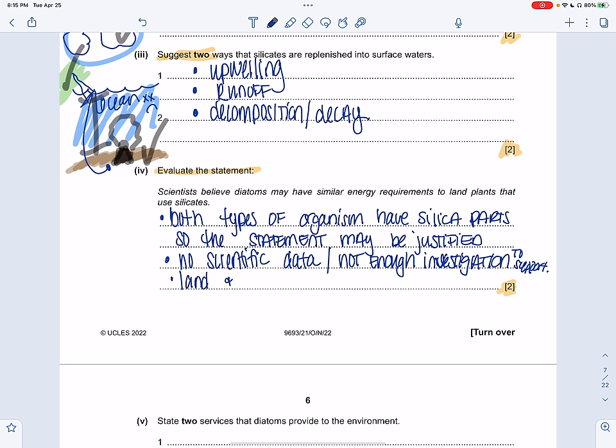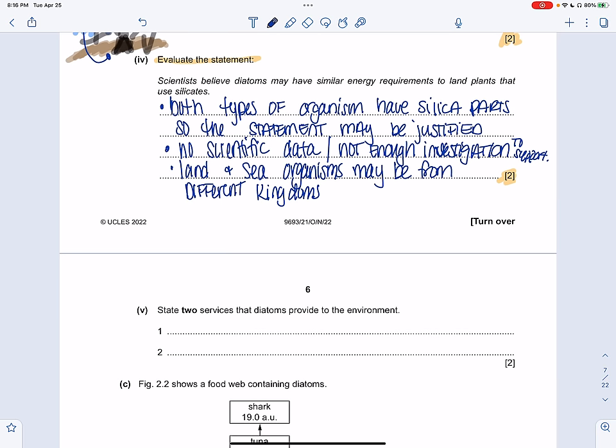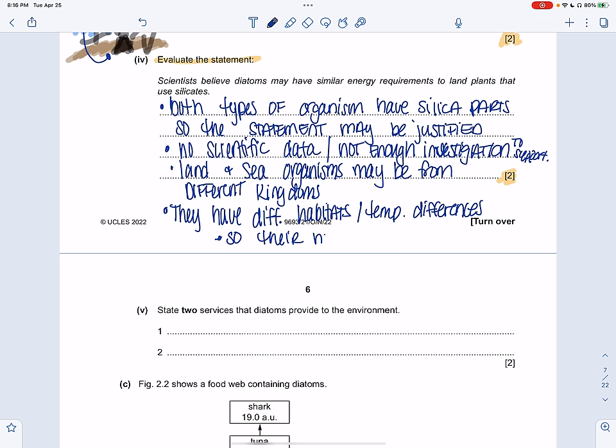And you don't know enough about both of them or about the land. They just said land, they didn't say a specific thing. Land and sea organisms, maybe from different kingdoms. I know the kingdom Plantae, but there might be a subphylum or phyla. They have different habitats, they have temperature differences. So the energy that they are going to require may be different based on their enzymes and temperature differences. Enzymes are all functioning based off temperature differences. So their energy requirements might be different.